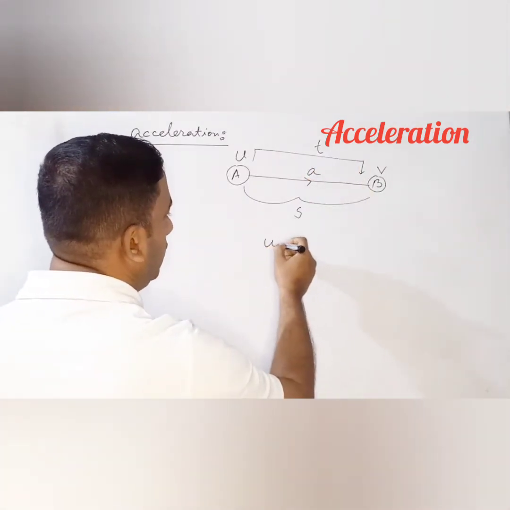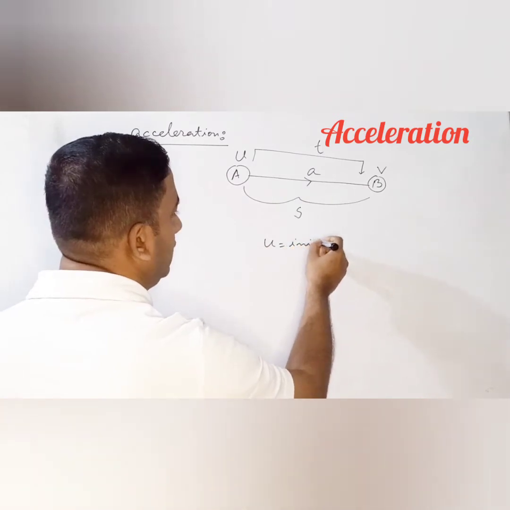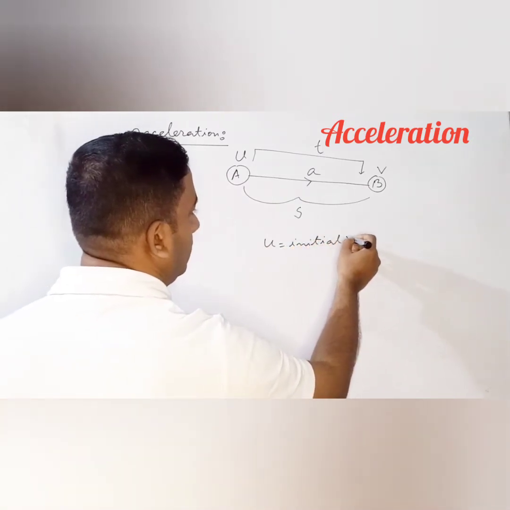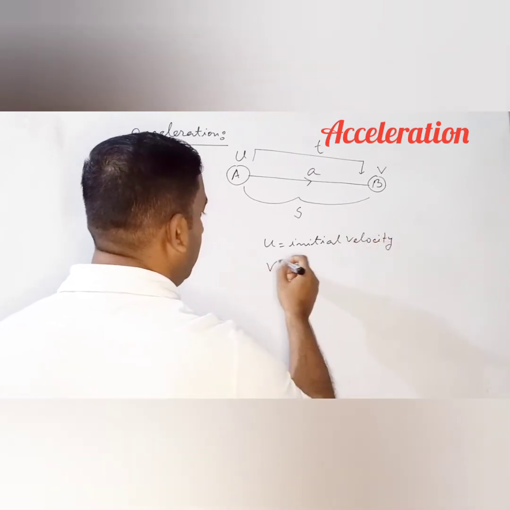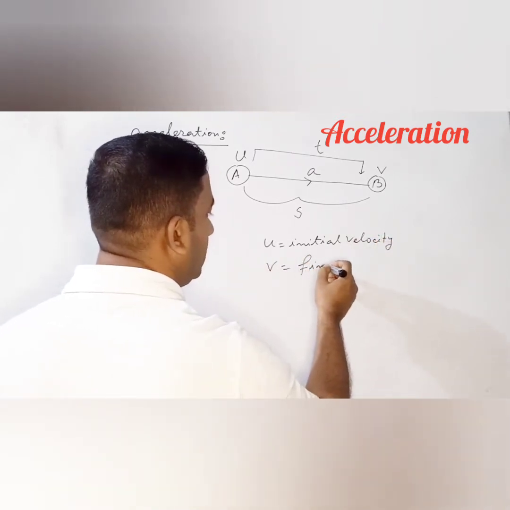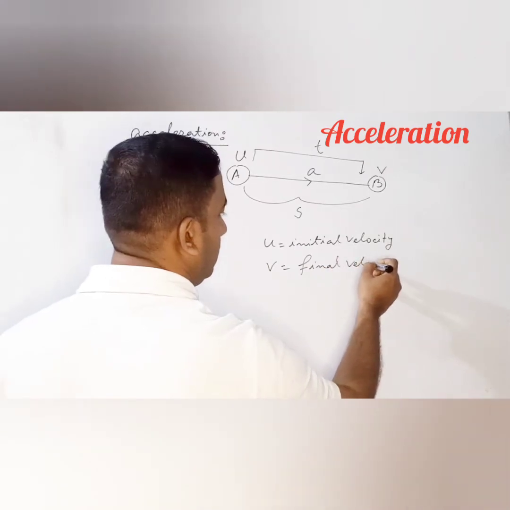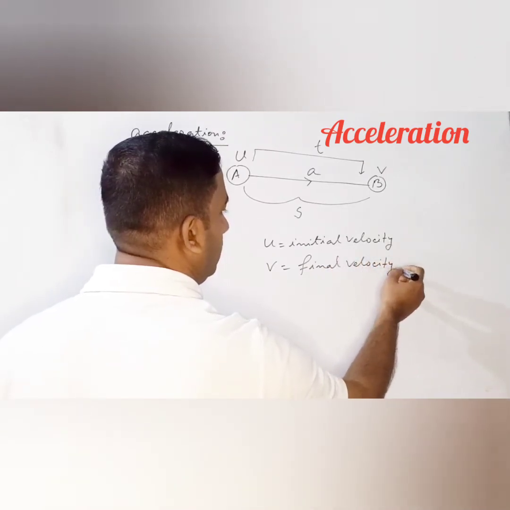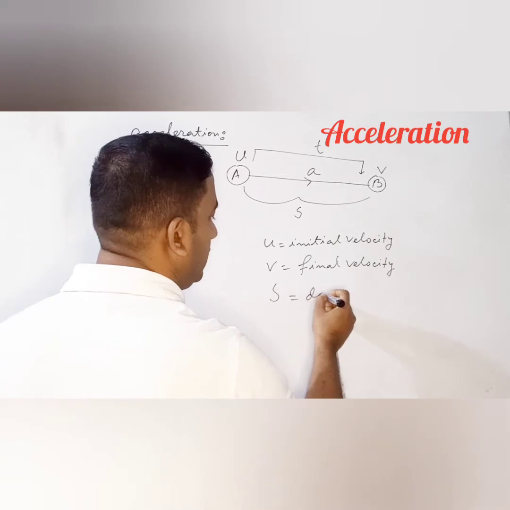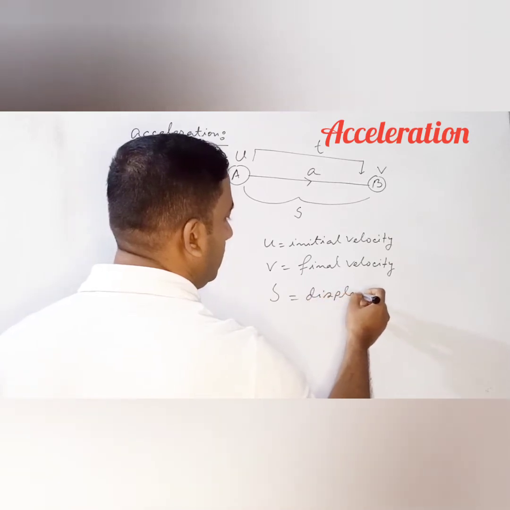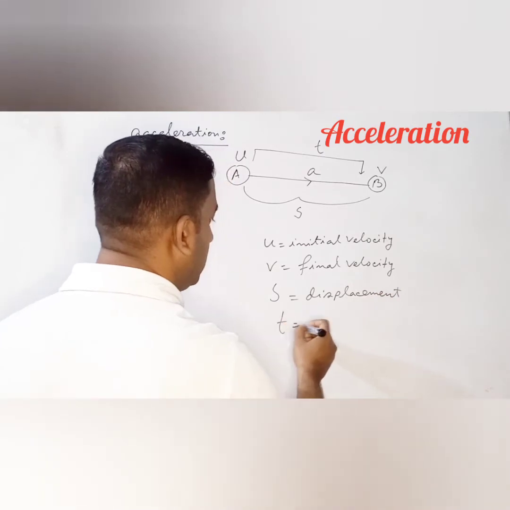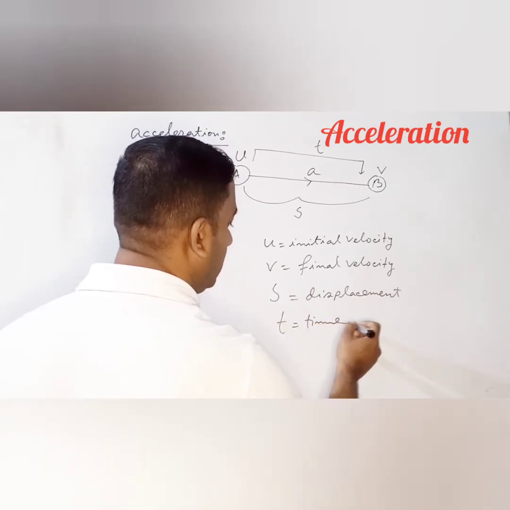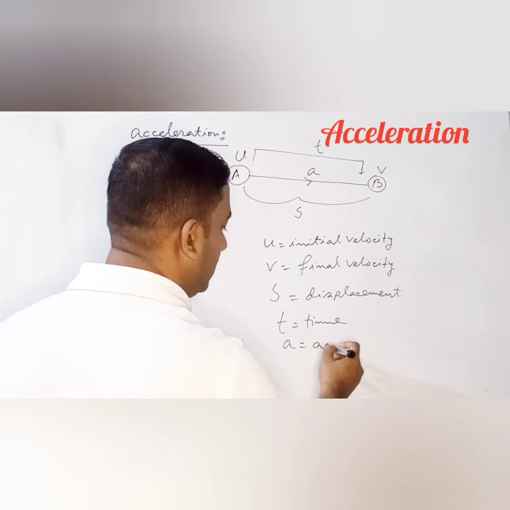So u equals initial velocity, v equals final velocity, s equals displacement, t equals time, and a equals acceleration.